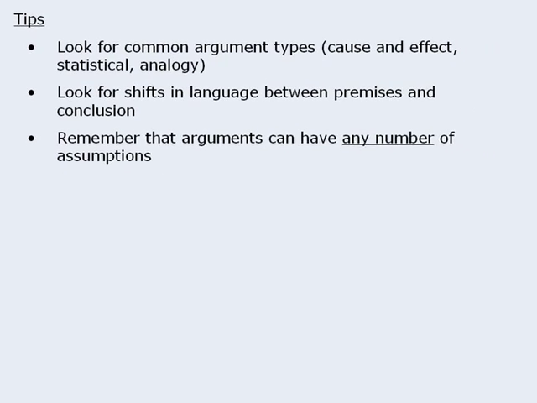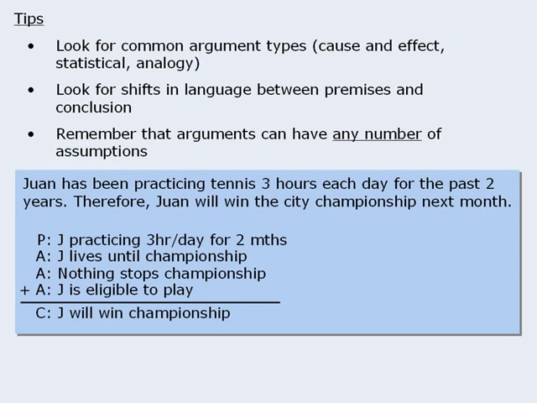For example, in the argument about Juan winning the championship, you might identify an assumption as Juan is eligible to participate in the championship. While this is a necessary assumption, there are other assumptions that could also be the correct answer. So the goal with assumption questions is not to find the one assumption. The goal is to find an assumption.